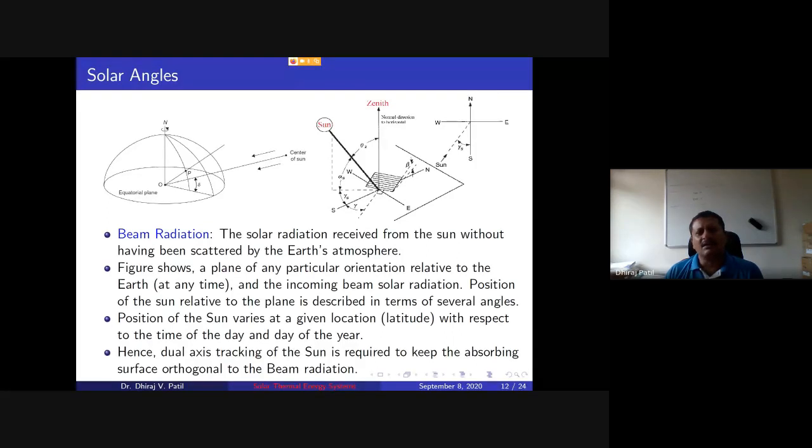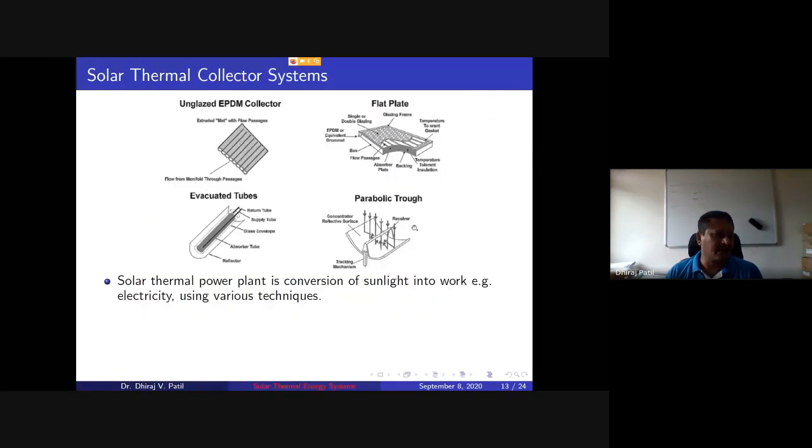So if it is a clear sky, the sun is shining and your surface can see the sun, and then there is a beam, and then you can harness that spectrum. That is all the energy that you have. So how to get this energy? This energy you can harness by using various techniques, and solar thermal collector systems are one of the techniques.